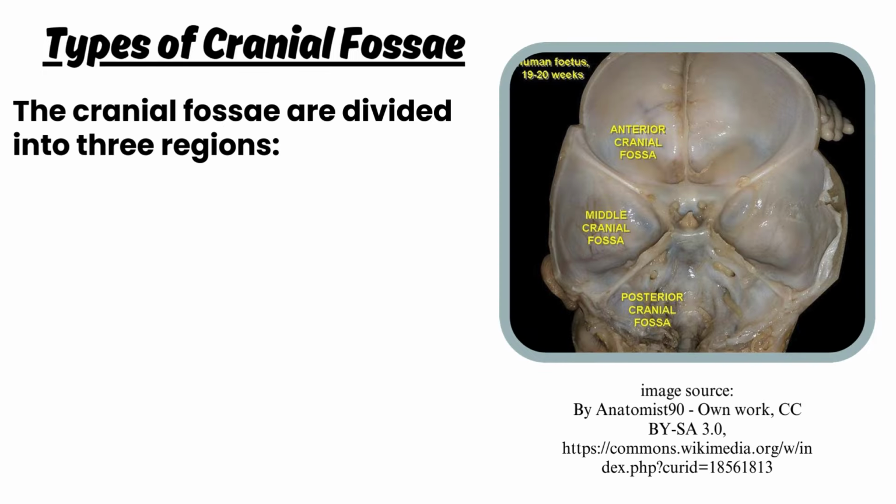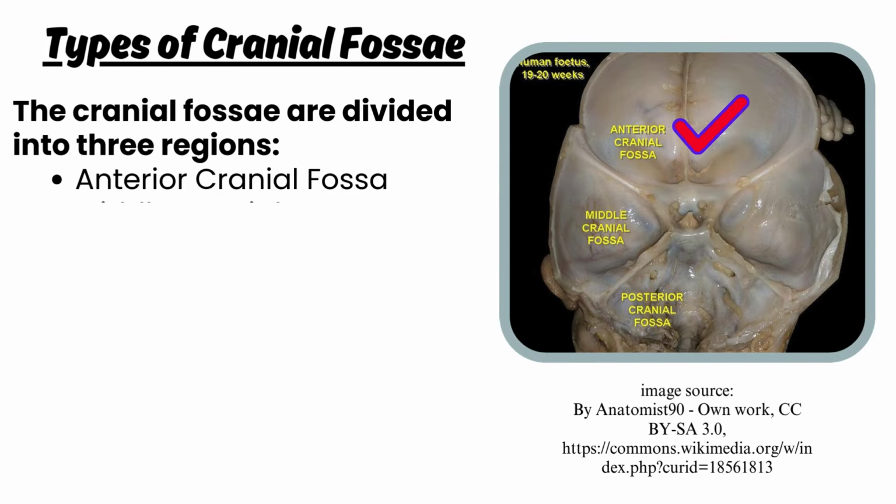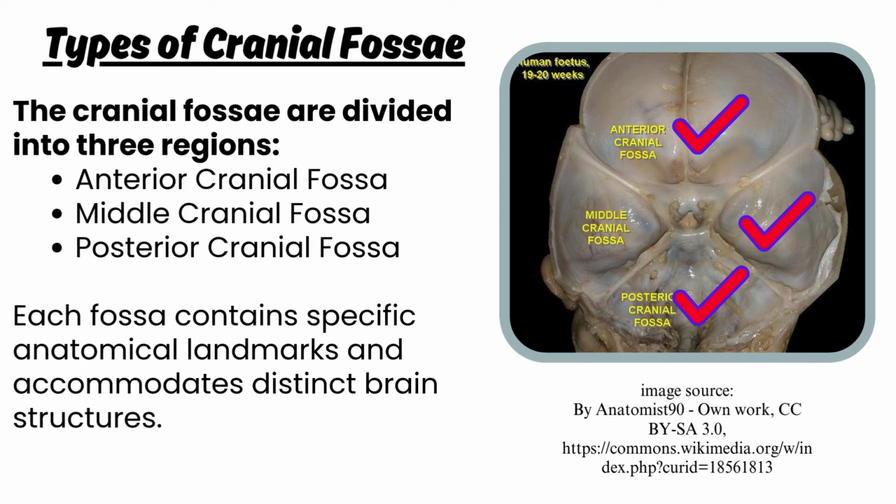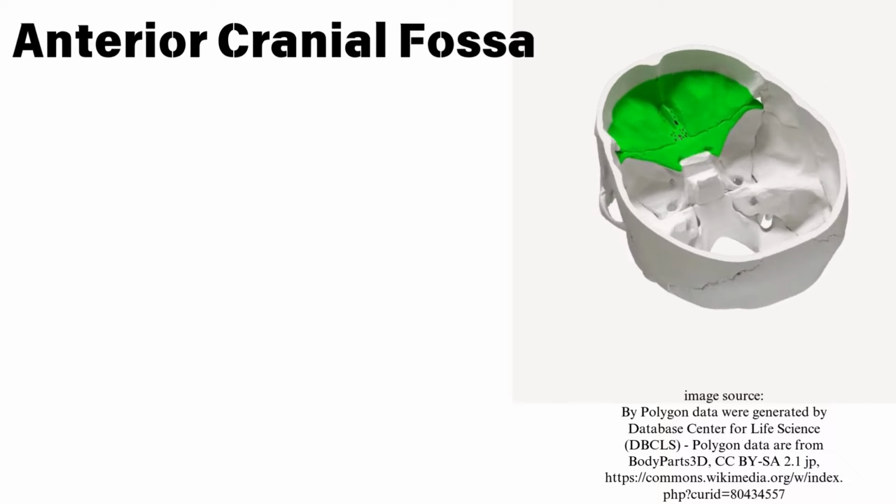The cranial fossae are divided into three regions: anterior cranial fossa, middle cranial fossa, posterior cranial fossa. Each fossa contains specific anatomical landmarks and accommodates distinct brain structures. We will discuss them one by one. Number 1. Anterior cranial fossa.